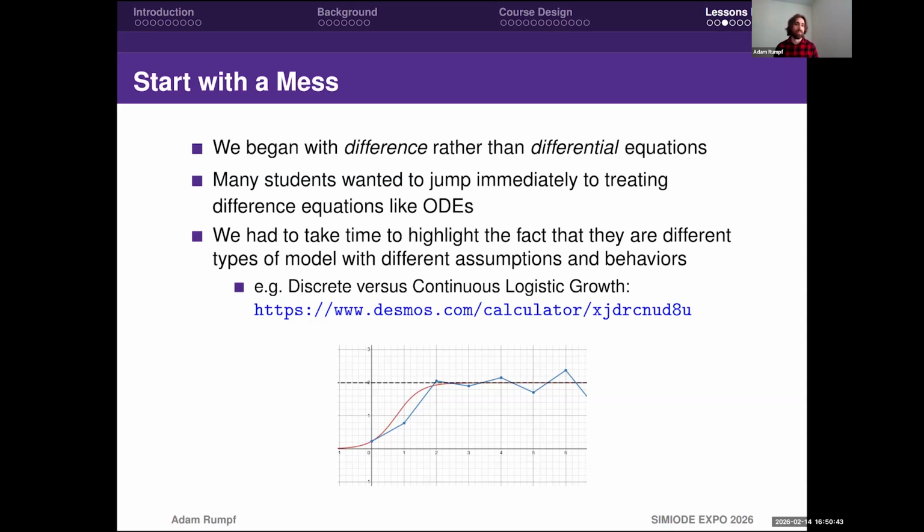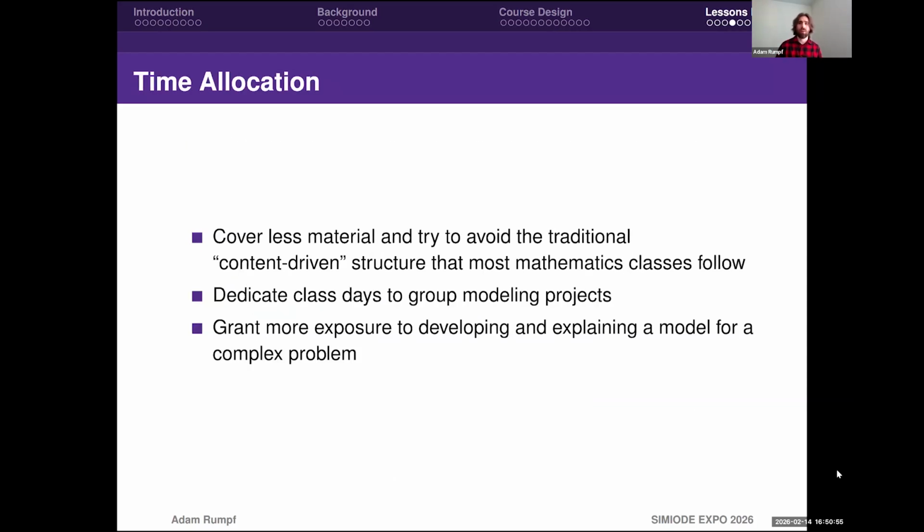A good example of this is thinking about the logistic growth model versus the discrete logistic map, which can show you very different qualitative behaviors. Here's a Desmos demo that I might show you in a moment, depending on time.